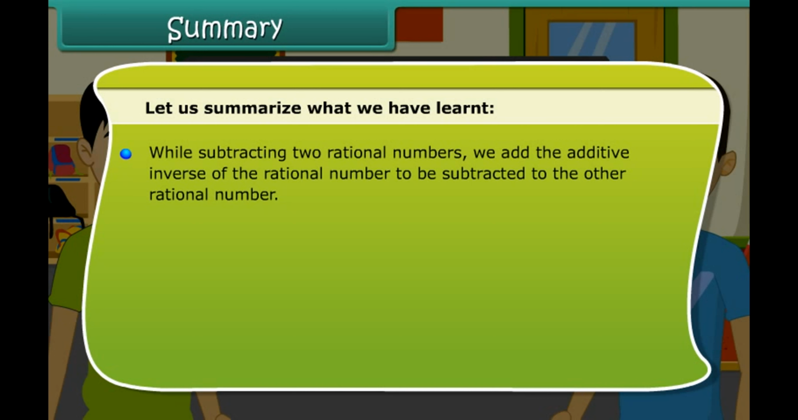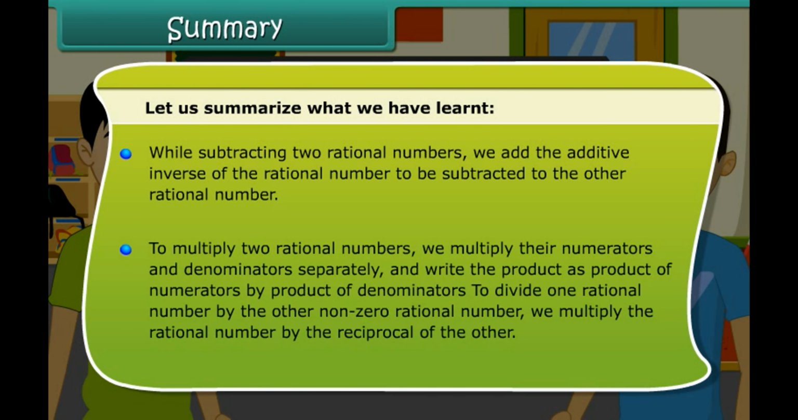While subtracting two rational numbers, we add the additive inverse of the rational number to be subtracted to the other rational number. To multiply two rational numbers, we multiply their numerators and denominators separately and write the product as the product of numerators by the product of denominators. To divide one rational number by another non-zero rational number, we multiply the rational number by the reciprocal of the other.